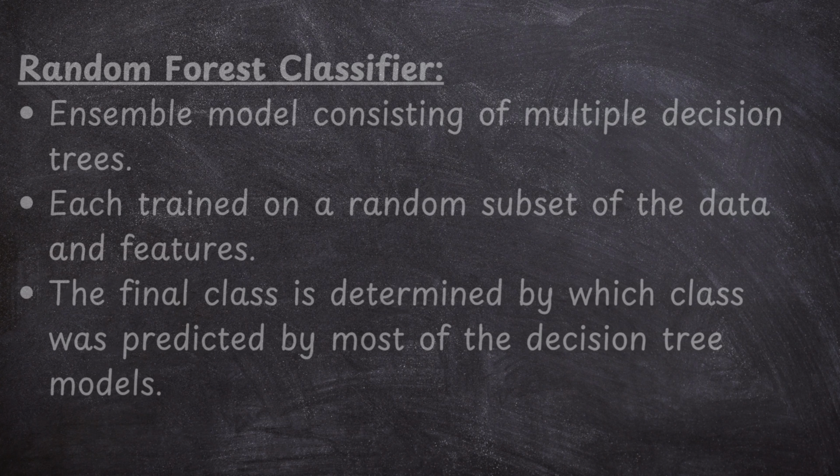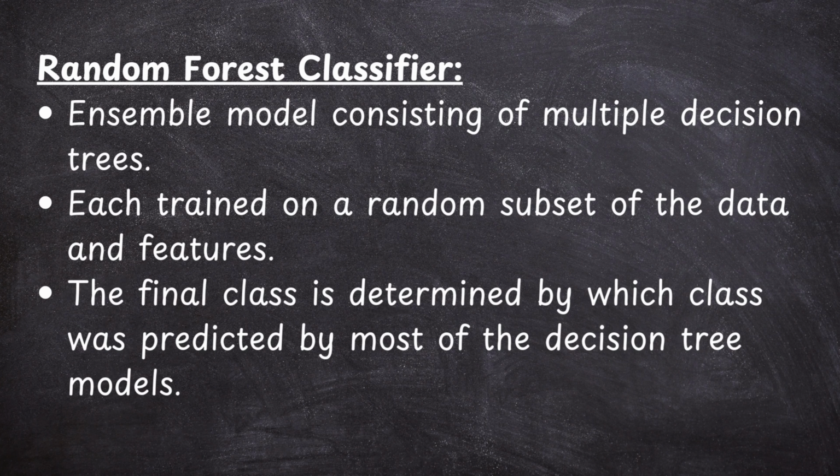A random forest model is an ensemble model that trains multiple decision trees on the data. Each decision tree model is trained on a random subset of the data and the features. Then each of these decision trees classifies an observation into one of the classes, and the class that is predicted by the most decision trees is the one that the random forest classifies the observation as.